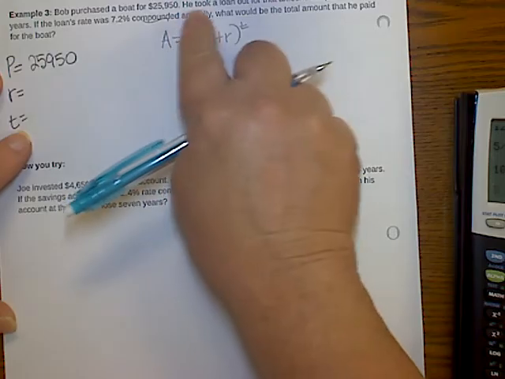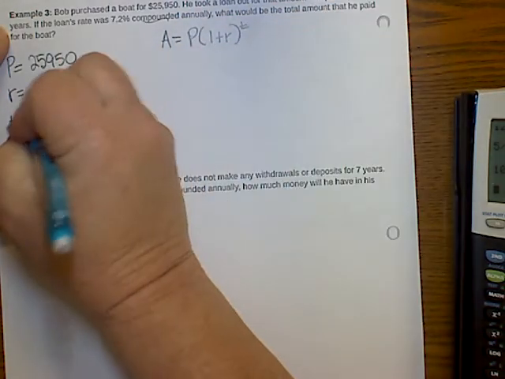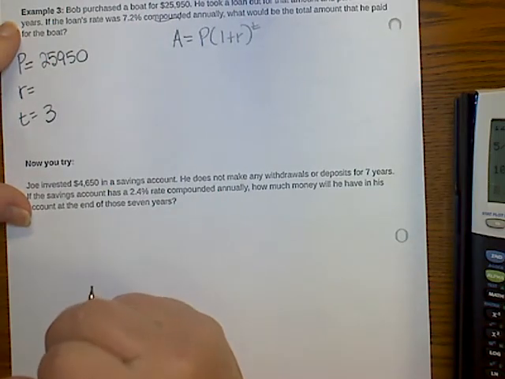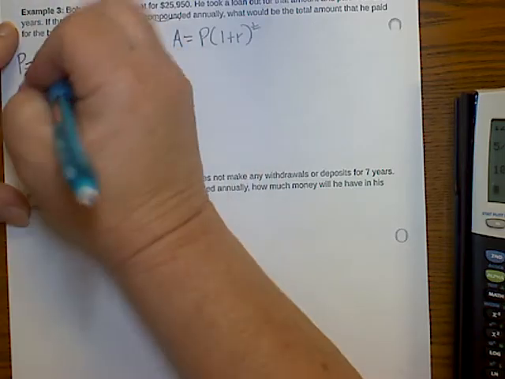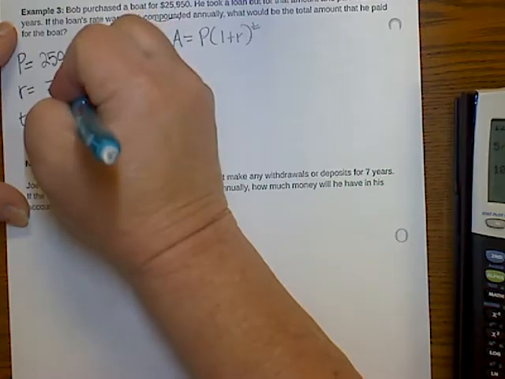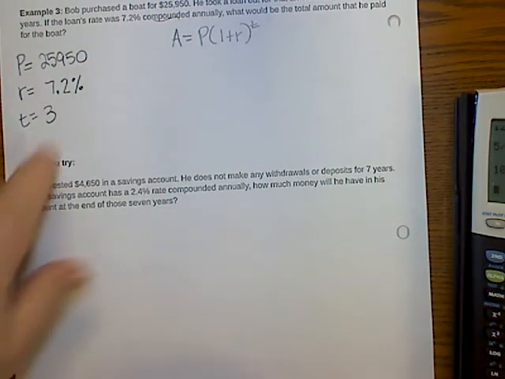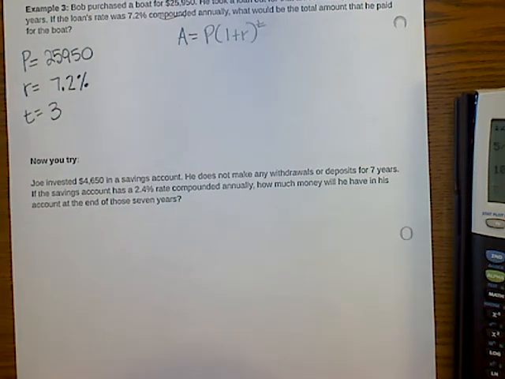$25,950. He took a loan out for the amount and paid it off in 3 years. Woo, that guy must have been making some money to pay $26,000 off in 3 years. The loan's rate was 7.2%. I can see why he wanted to pay it off in 3 years, because a 7.2% loan is high. All right? A lot of you, when you buy your first car, though, are going to pay a terrible interest rate. Let me tell you, they'll get you.